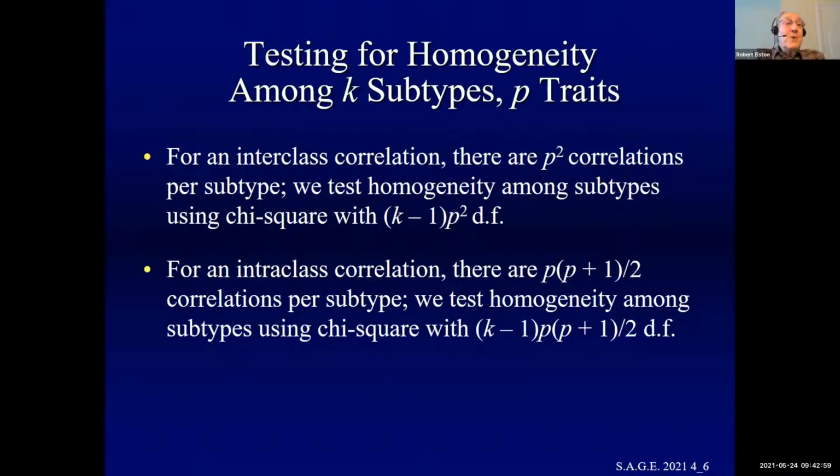So this is the important thing. For an intra-class correlation, there are P times P plus 1 divided by 2 correlations per subtype. And we test the homogeneity among the subtypes using a chi-squared with K minus 1 times P plus 1, all divided by 2, degrees of freedom. And if you go back to day 1, you will see, for the example, the degrees of freedom follow these formulae.